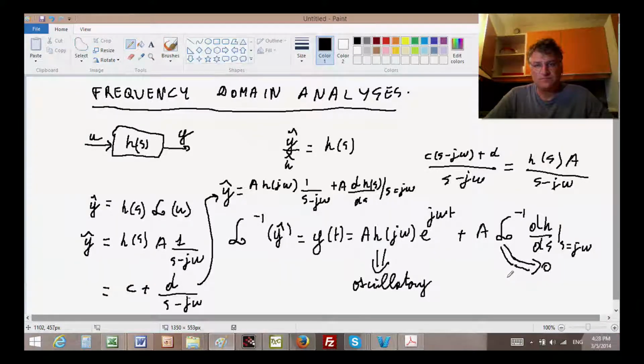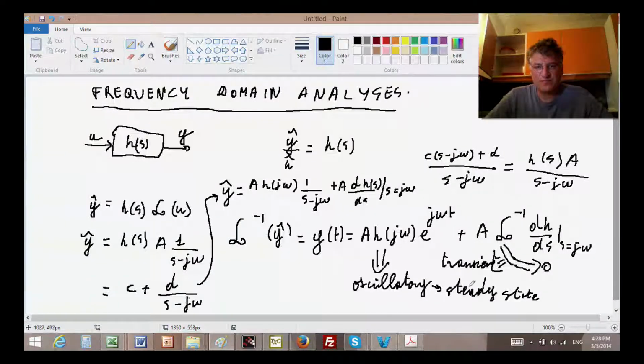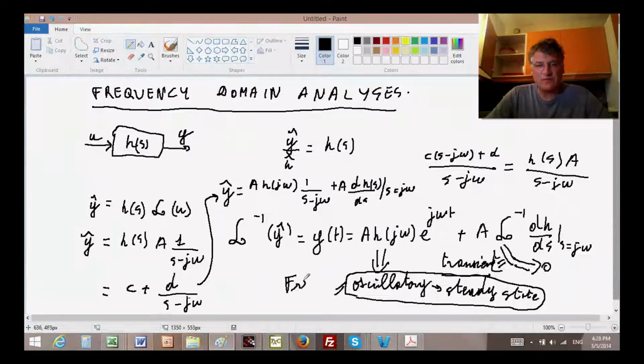Now, this is called the steady state. This is called the transient. The steady state component is also called the frequency response. Okay?